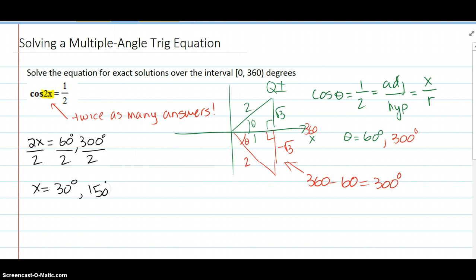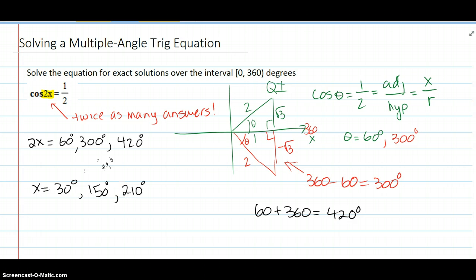And you think that you'd be done. But you wouldn't be, because if you take 60 plus 360, you would get 420 degrees. So if I put 420 degrees there and divide that by 2, what do I get? 210. Right, so again, I divide everything by 2, and you get the 210.